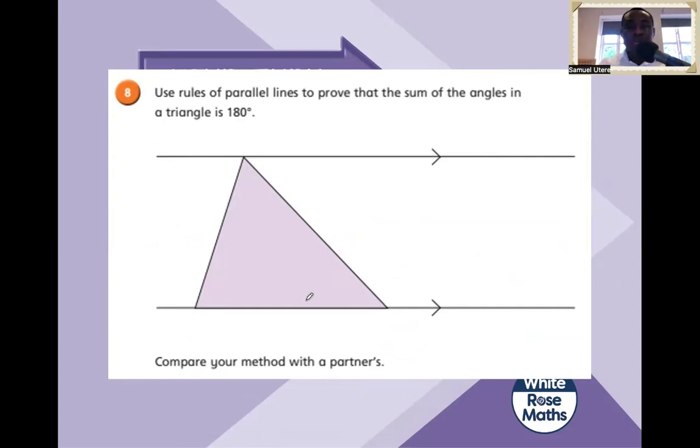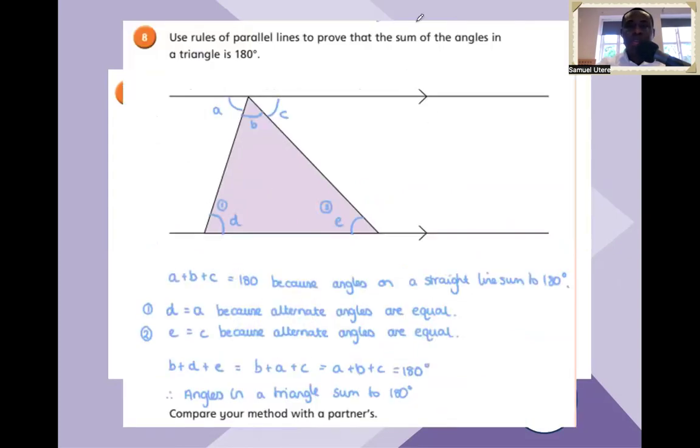Assuming you've paused the video and you've answered the question, here is the answer. You've been asked to use rules of parallel lines to prove that the sum of the angles in a triangle is 180 degrees. And that's the proof here. So we know A add B add C will be 180 degrees because angles on a straight line sum to 180 degrees. D will be equal to A because alternate angles are equal. E will be equal to C because alternate angles are equal.